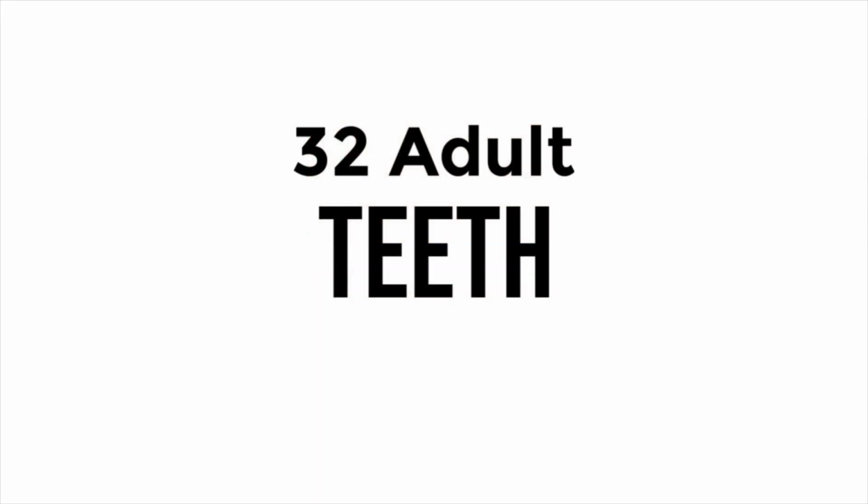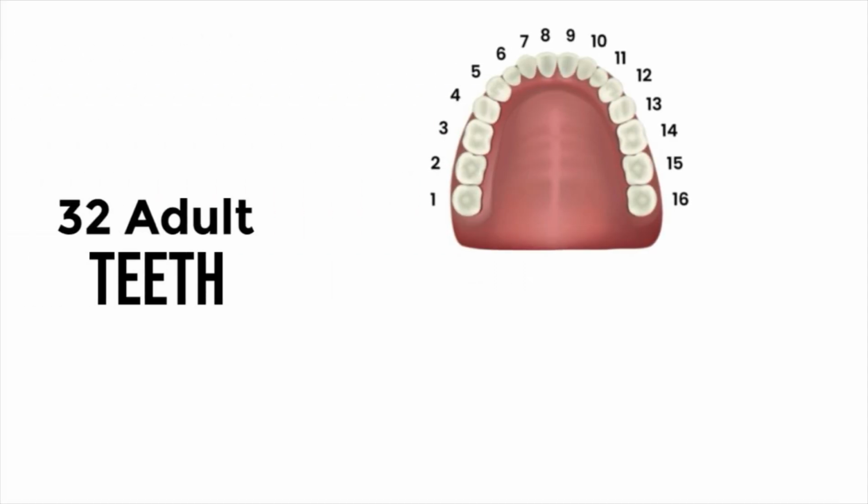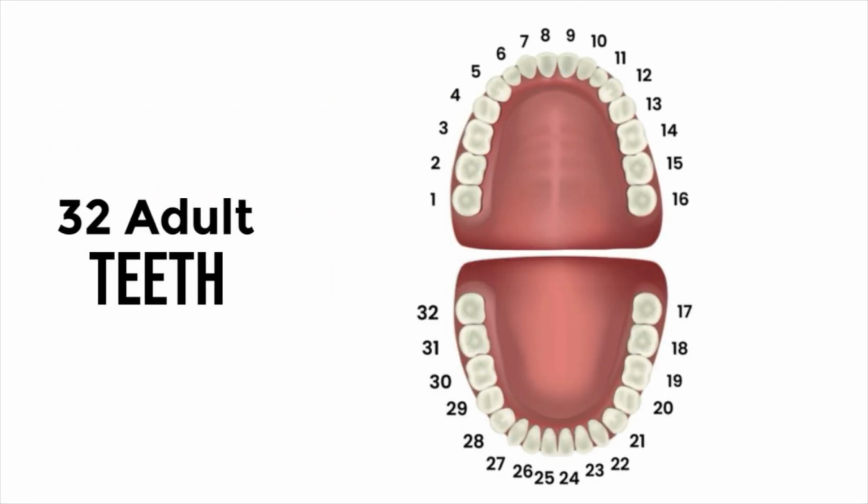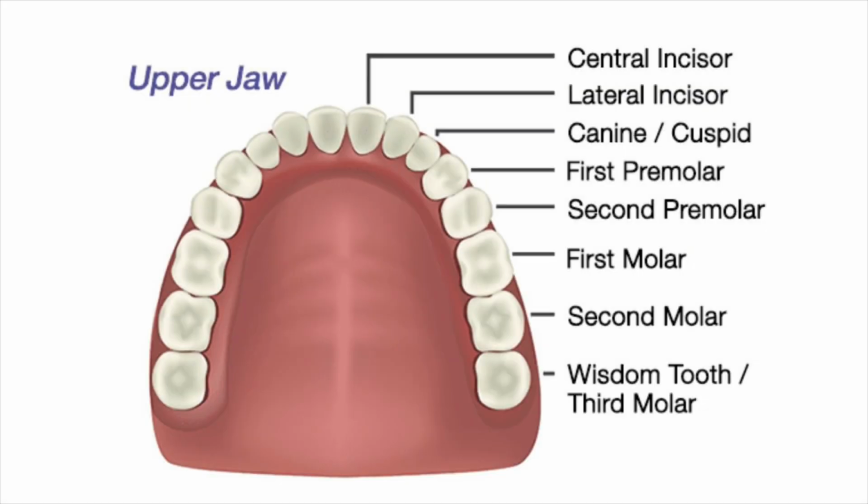The average adult dentition consists of 32 teeth, including the wisdom teeth, 16 on the top and 16 on the bottom. The teeth are named by their location. If you divide the mouth in half and start at the midline, the first tooth is the central incisor, then the lateral incisor, followed by the canine, and then the first and second premolar. The first molar has the largest surface of all the teeth and is followed by the second and third molar, better known as the wisdom tooth.